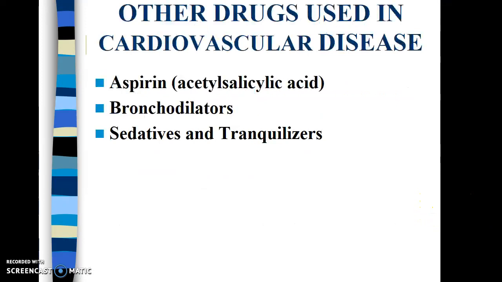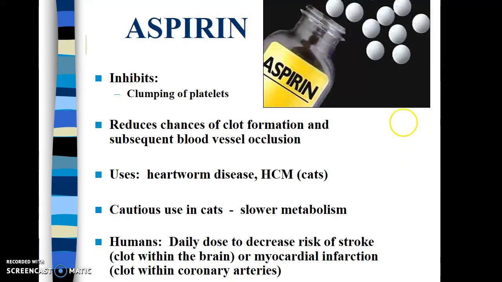So some other drugs that are used in cardiovascular disease are aspirin, bronchodilators, sedatives, and tranquilizers. We'll talk about bronchodilators in the next chapter, in the respiratory chapter. Remember aspirin, we talked about it in the anti-inflammatory chapter. We typically use this in situations where we're worried about blood clots associated with a heart condition or heartworm disease. I'm not going to mention much else about aspirin.